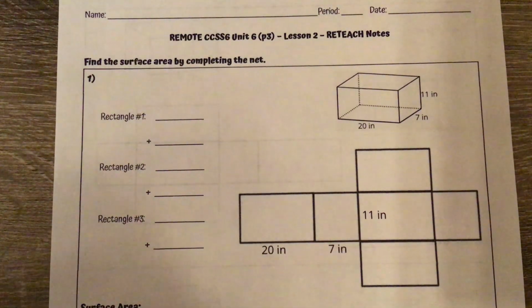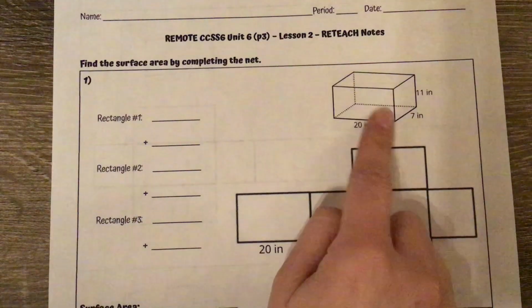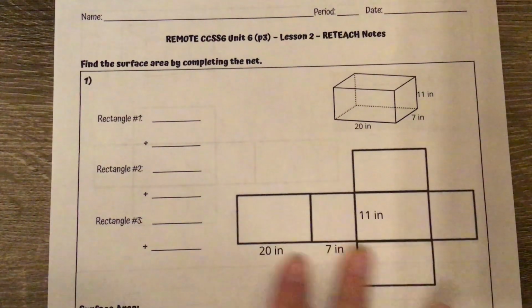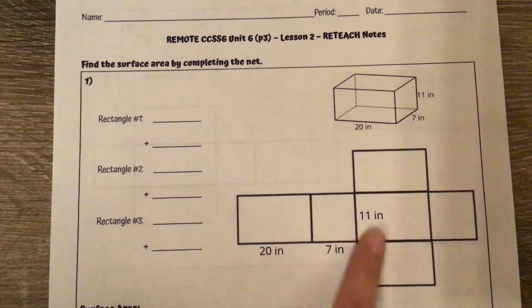All right, so let's look at finding the surface area of a rectangular prism when we only have part of the net filled out. So we've got our three-dimensional shape here, our rectangular prism. We've got our net that would match that. And then we've got some measures sent in here.